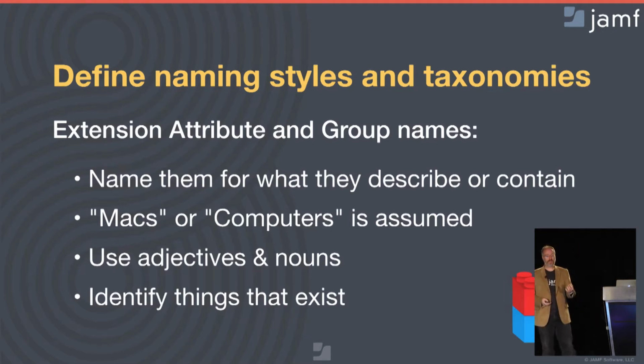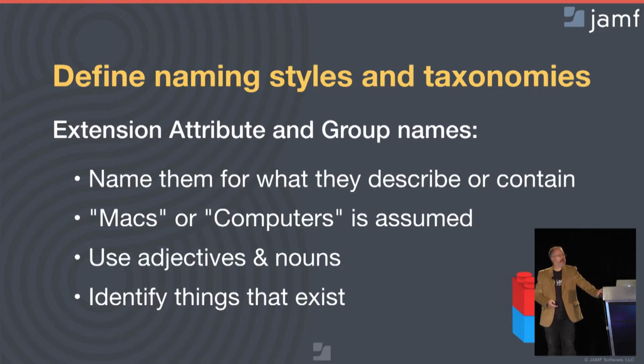All right, the same goes for a smart group. It's a collection of devices with specific characteristics. Smart groups don't take action. They don't include verbs. If you want to keep names simple, also, remember that we already know that these are all these Macs that have this thing in common, or these computers do these things, have these things. We don't necessarily need to make the words Mac or computers. It's assumed. And then finally, identify things that exist, not things that don't exist.